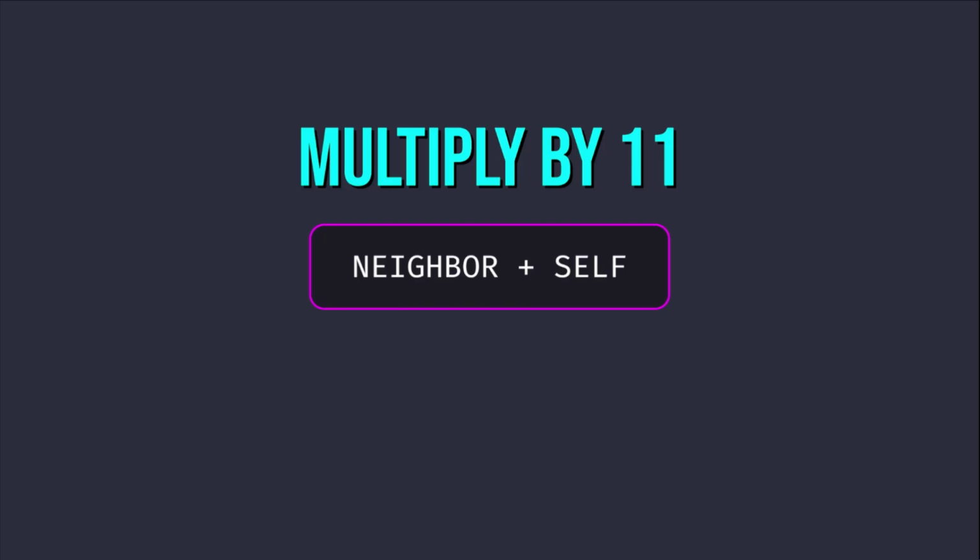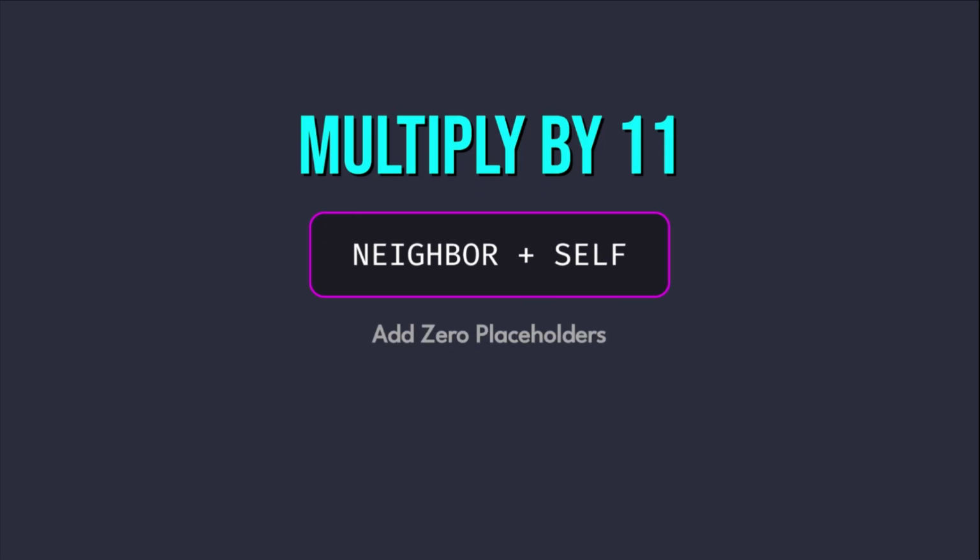The rule for multiplying any number by 11 is simply neighbor plus self. To begin, we conceptually place a zero placeholder at both ends of the multiplicand. Starting from the rightmost digit, each resulting digit is the sum of the current digit and its immediate right-hand neighbor. If the sum is 10 or greater, the tens digit is carried over to the next calculation step.